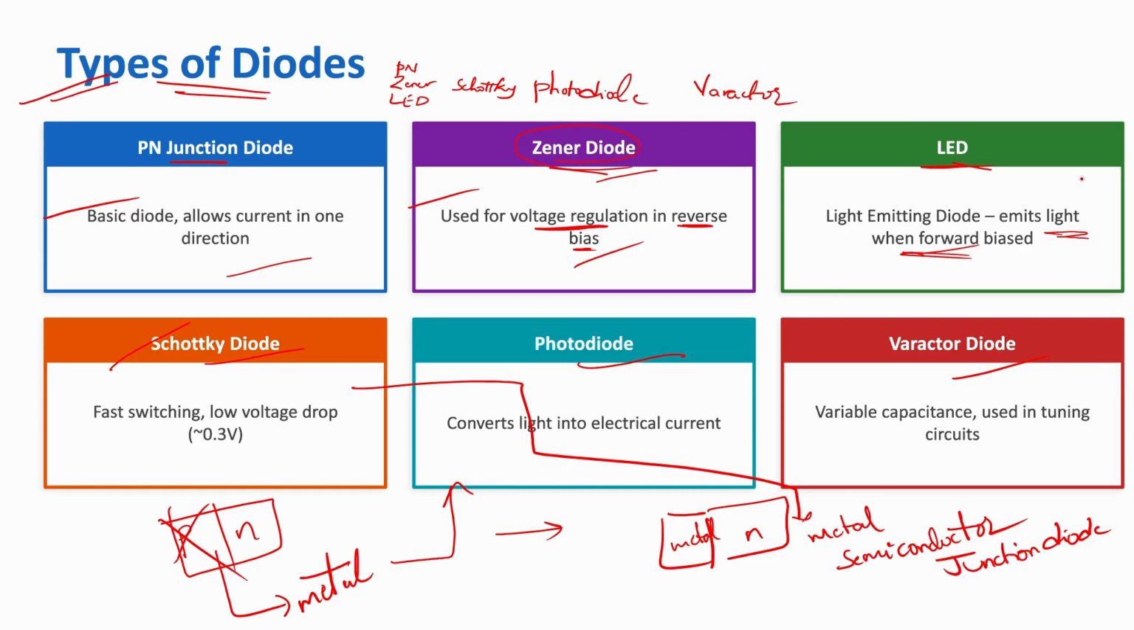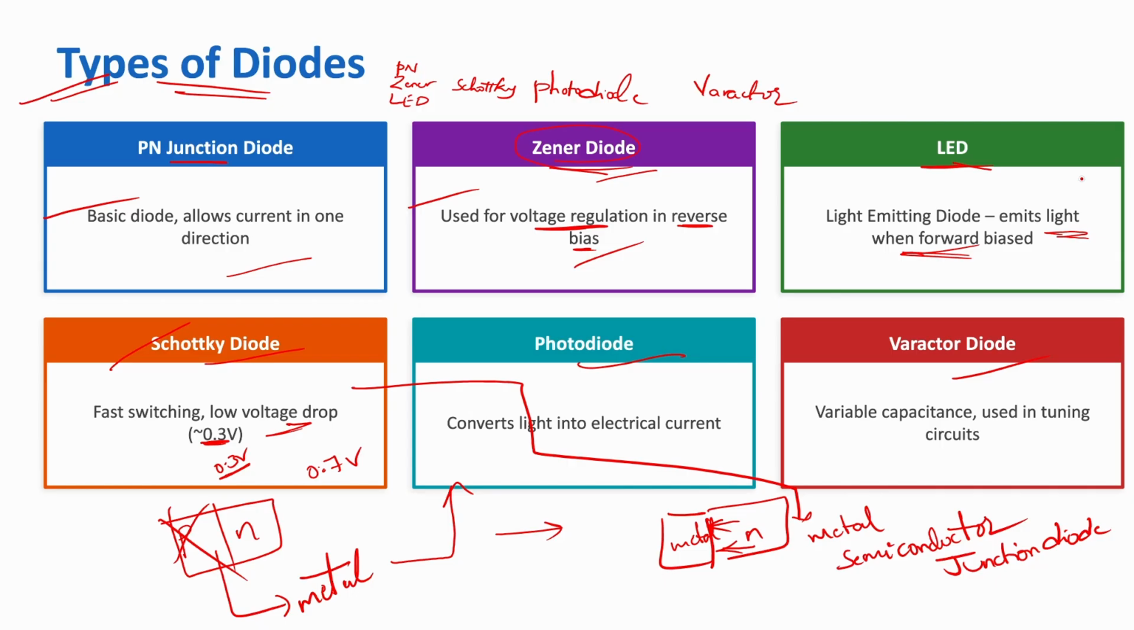Then only electrons are the majority charge carriers. There are no holes, so the mobility of the electrons is more than holes. So the flow of electrons towards the metal, so the conductivity will be more. Low voltage drop means that in silicon we require 0.7 volts to start conducting the diode, but in a Schottky diode we only need 0.3 volts. By giving only 0.3 volts, the diode starts working, starts conducting.